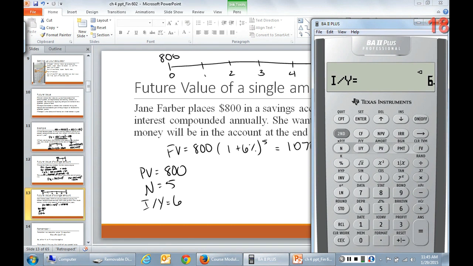So now we're ready to determine what the future value is. So we compute the future value. Again, compute is in the upper left-hand corner. Compute and future value. One interesting thing to note here is that it gives you a negative number. We'll discuss that in just a moment.